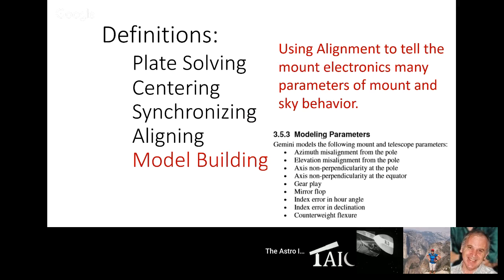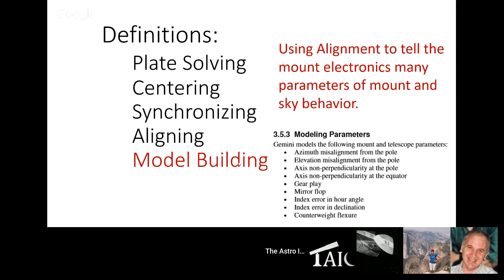Then you go to a 2nd star. With the first one, all you can tell is probably these first 2 elements. But when you go to the 2nd, 3rd, and then you go over to the other side of the mount, you can start telling things like gear play and mirror flop. So when you take 5 or 6 of these alignment points, synchronizing on each one, you start to build a model.